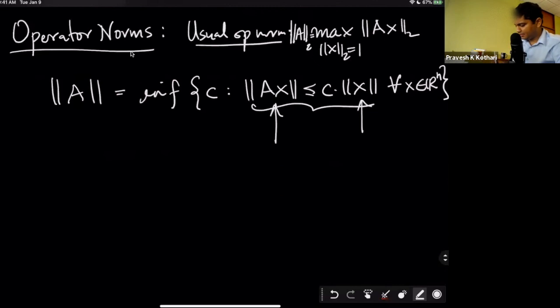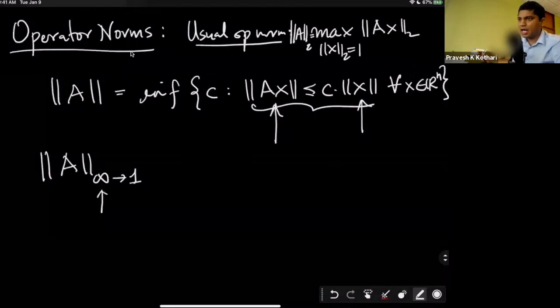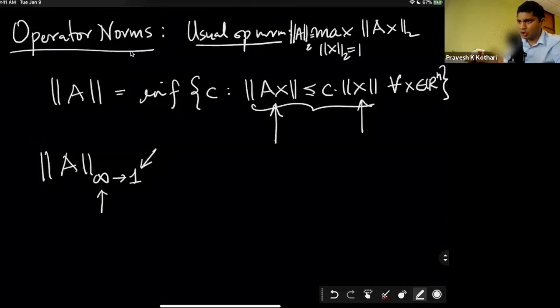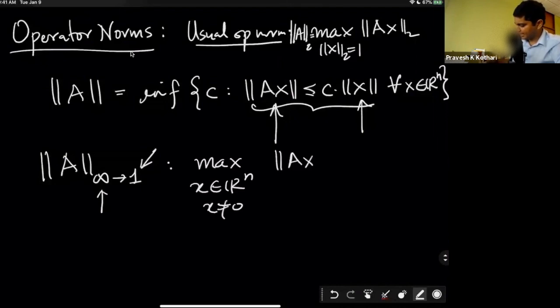And in particular, we can define the following operator norm. It's called A infinity to 1. The first thing denotes how you are measuring the norm of the input vector, and the second thing denotes the norm that you're going to use to measure the length of the output vector. And so in particular, this means max over all X non-zero, the one norm of AX over the infinity norm of X.